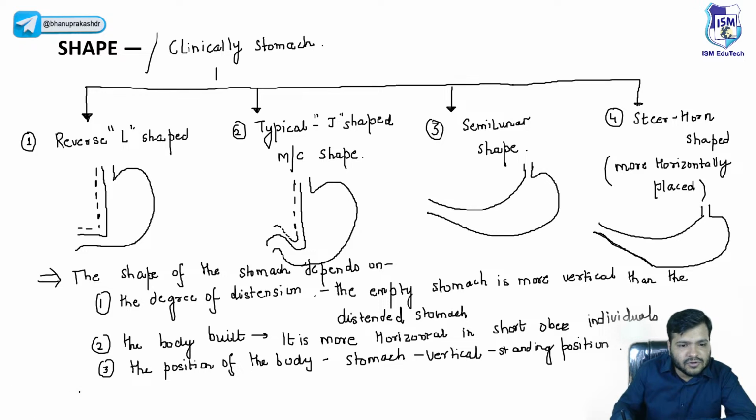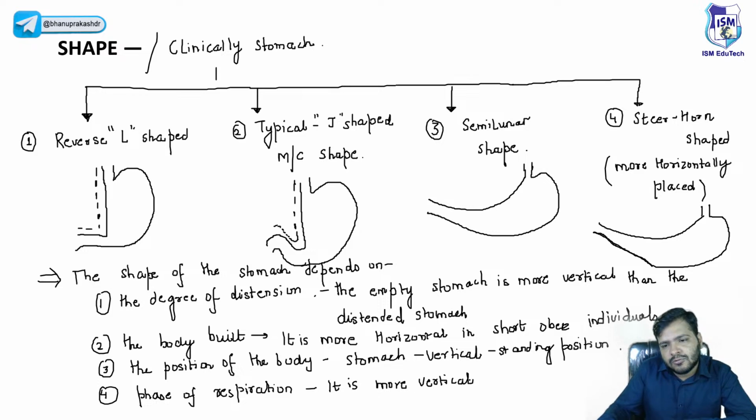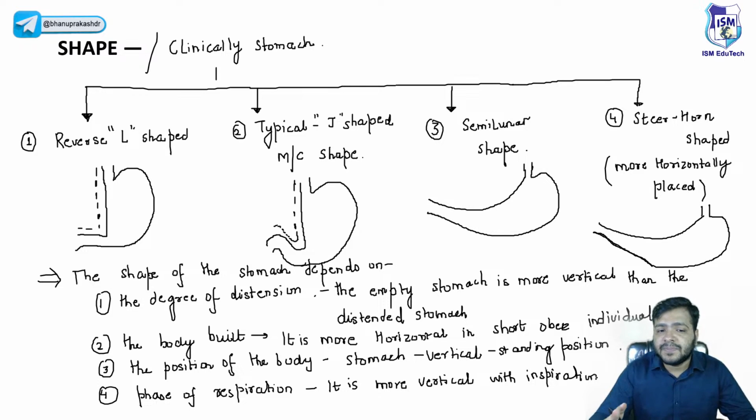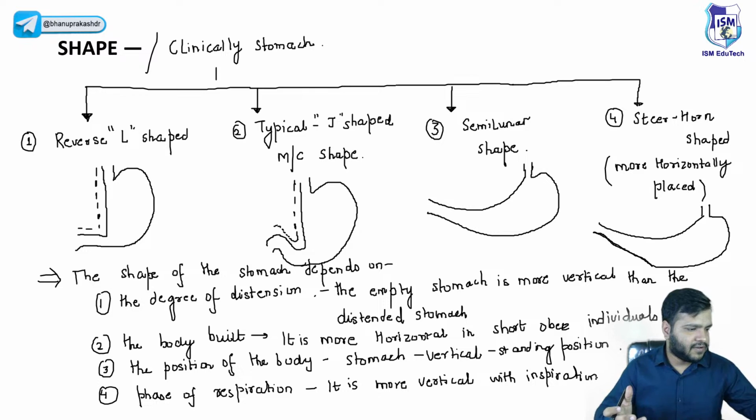And the last one that we have to remember is the phase of respiration. So remember, it is more vertical with inspiration. So the degree of distension, the body built, the position of the body, and the phase of respiration are some of the factors which decide the shape of the stomach. I hope this is clear to everyone over here.